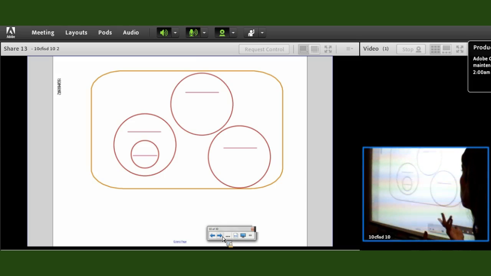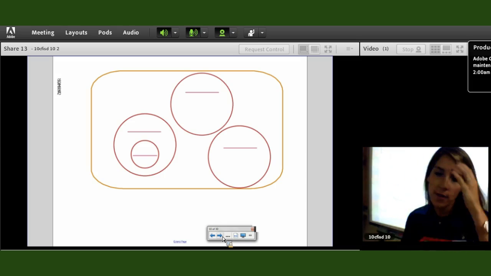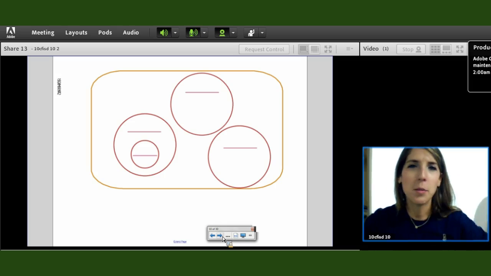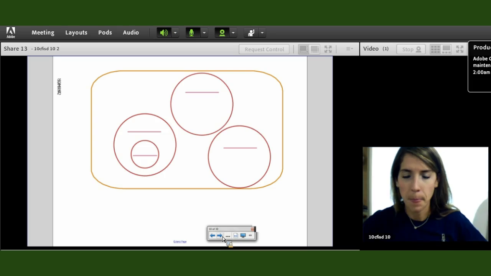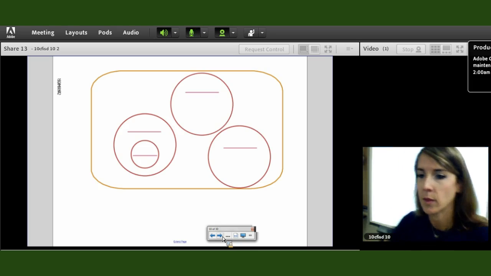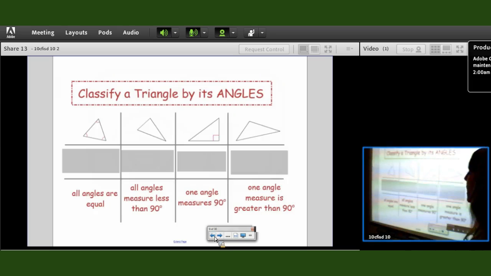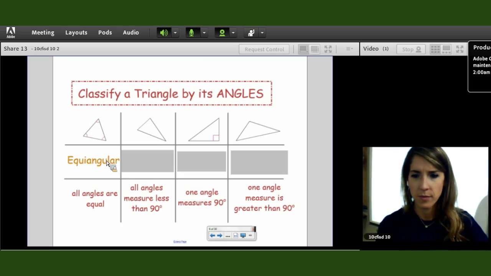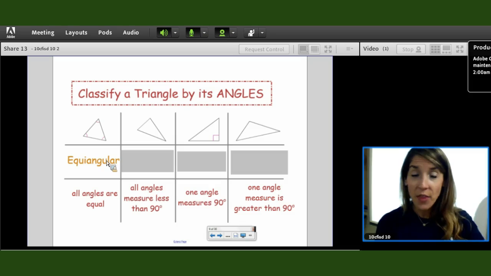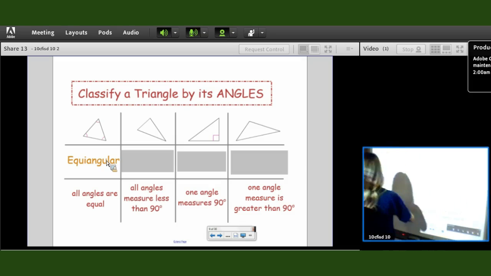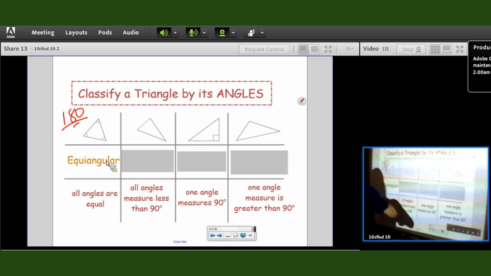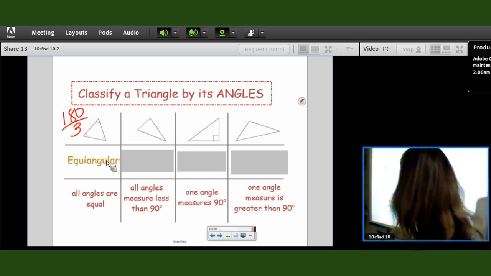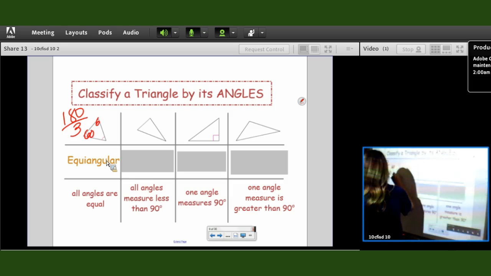What do you think? Notice there's some overlap here. Of those words, what overlap do you notice? So we've got equiangular, acute, right, and obtuse. Which ones overlap? If a triangle is equiangular, what are its angles measured? They're all 60. Because equiangular means I take 180 degrees and I split it evenly 3 ways. If I split it evenly 3 ways, then they're all 60.